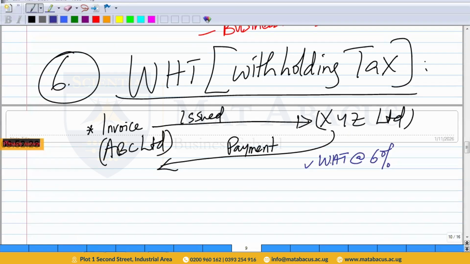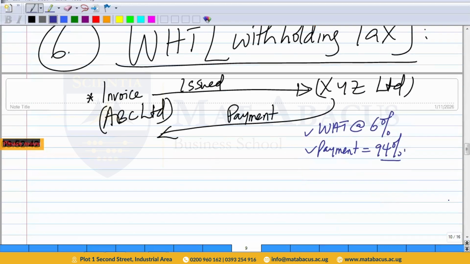So when it is paying you, the payment will be 94% of the money. It will not pay you 100% of the money. You will receive only 94%. So this is what we shall look at. How do you account for withholding in this nature?